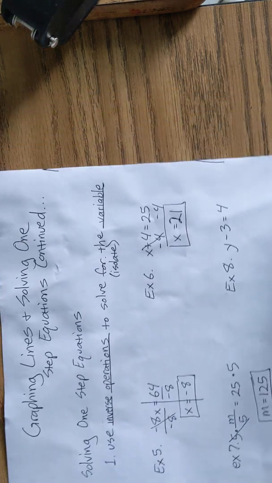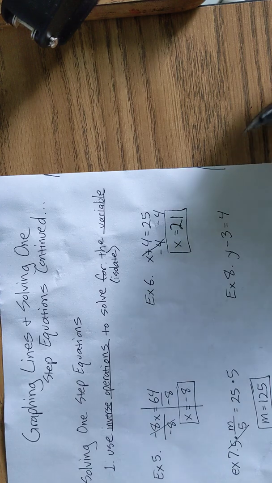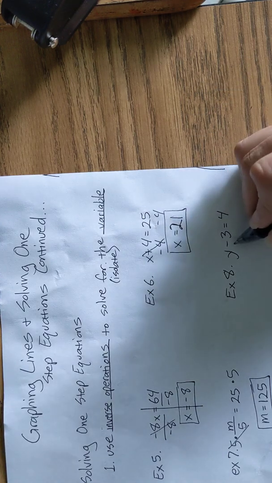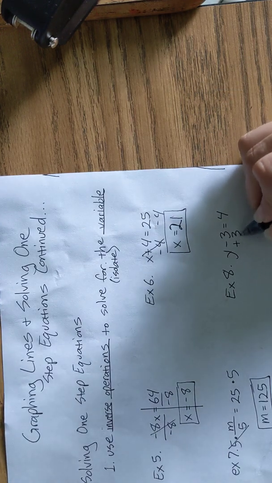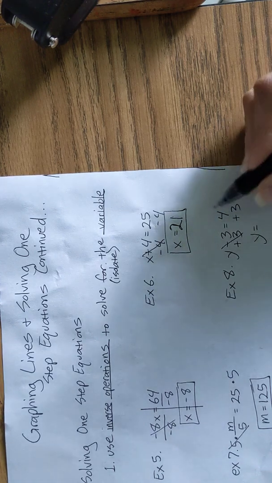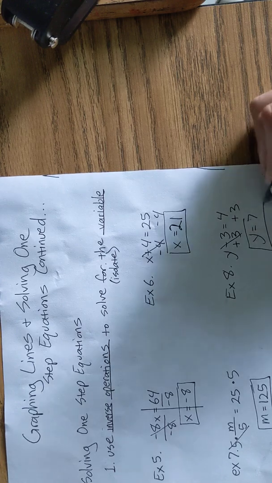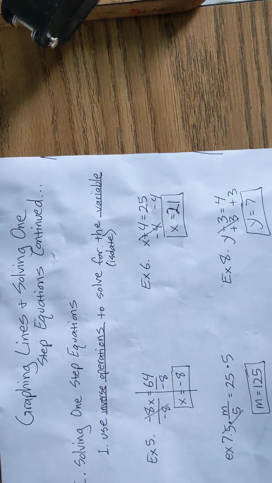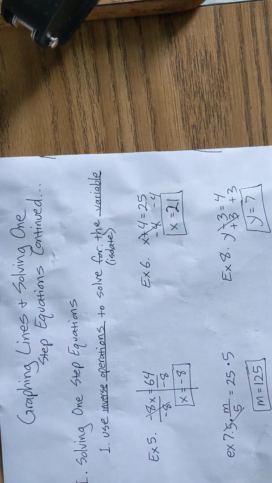And then lastly, we've got this one, y minus 3 equals 4. So we're going to do the opposite of subtracting 3, which would be to add 3 to both sides. That'll cancel. y is going to be equal to 4 plus 3, which is 7. So easy peasy. Should be able to do this in like 10 minutes.